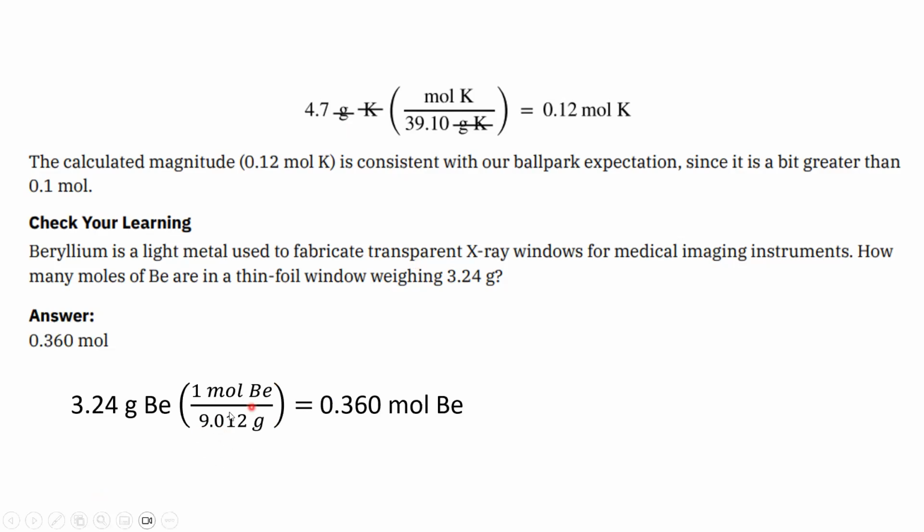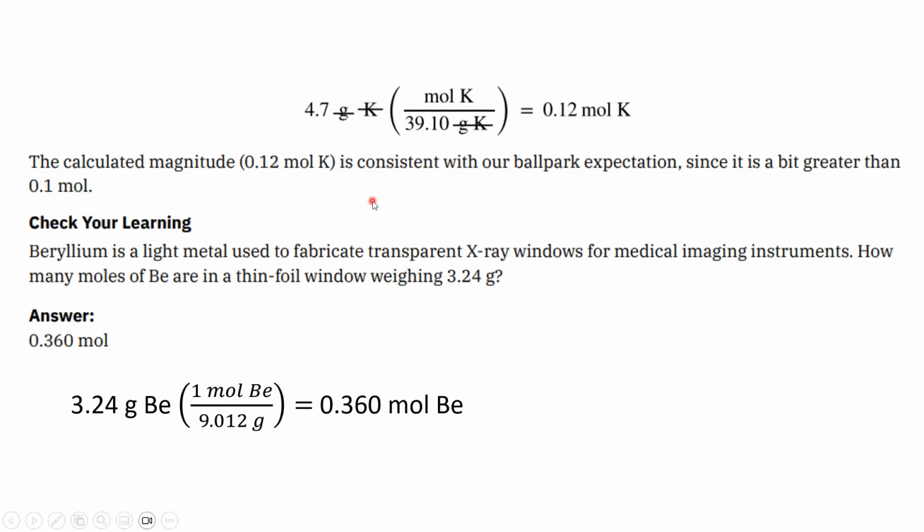But in this case, the beryllium atom is much smaller than the potassium atom, so if we had 1 mole of beryllium, now we would only have just over 9 grams of beryllium. So when we do our dimensional analysis, still grams is going to cancel. We're left with moles of beryllium. We had 3 sig figs to start, so we should just have 3 sig figs in the end. So we're going to wind up with 0.360 moles of beryllium there.